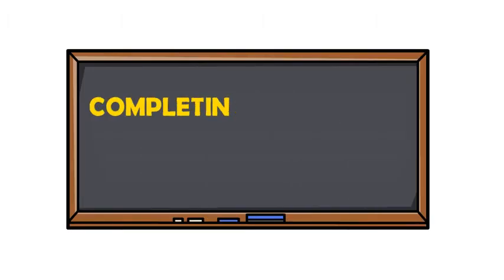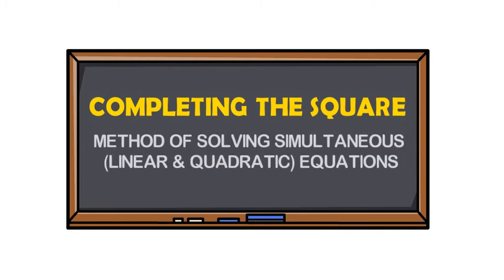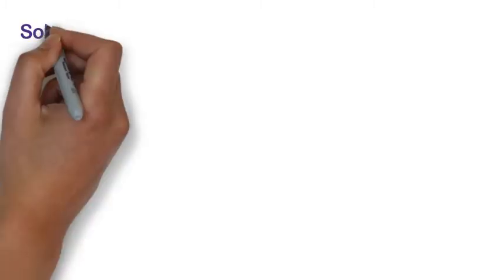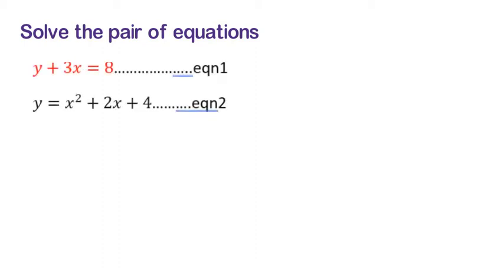In this lesson, we'll look at solving simultaneous linear quadratic equations using the completing the square method. Solve the pair of equations y + 3x = 8 as equation 1, and y = x² + 2x + 4 as our equation 2.